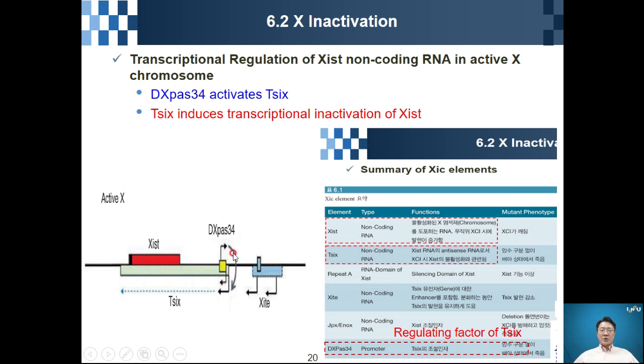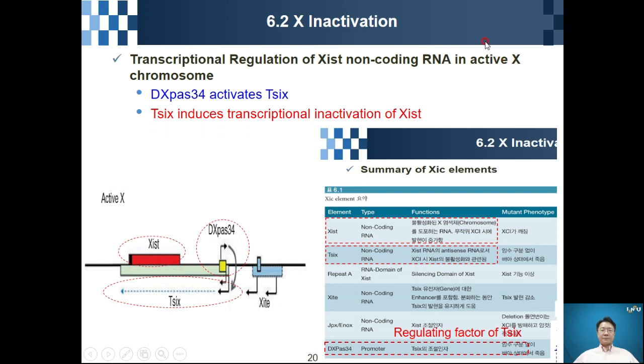Usually DXPAS34 activates TSIX. After this, TSIX, the non-coding RNA, induces the transcriptional inactivation of Xist non-coding RNA. So this step happens in the active X chromosome.